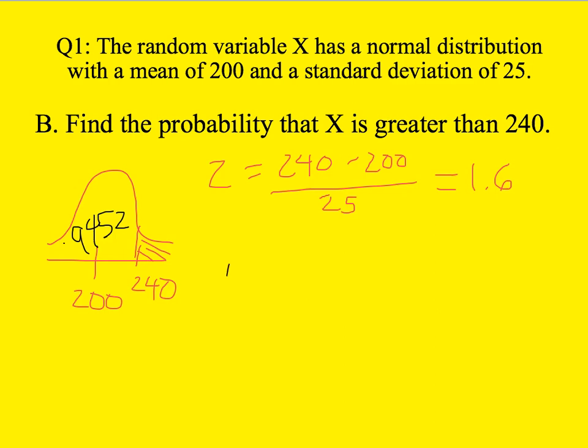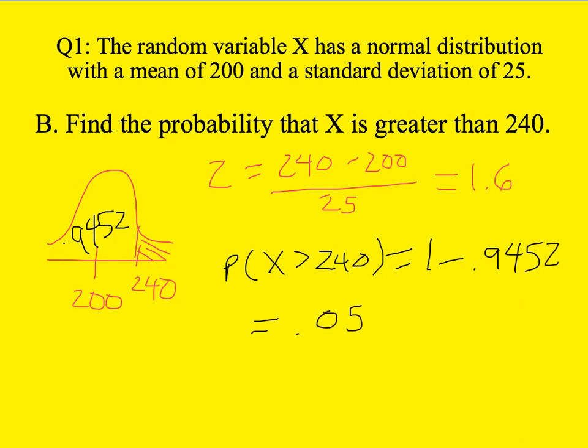So the probability that x is less than 240, oops, sorry about that, actually when it's greater than 240. Okay, so the probability that x is greater than 240 is 1 minus 0.9452, which would look to me like it would be 0.0548. And I would put a box around it. Okay.